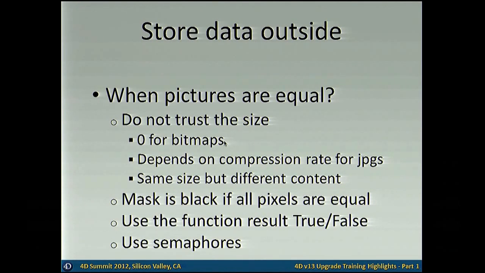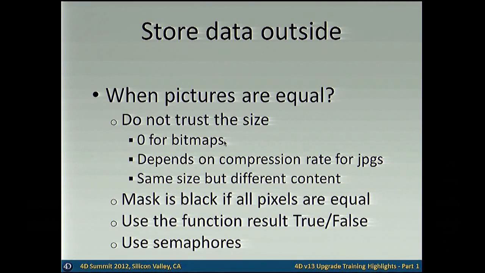If you use bitmap pictures, the new function equal pictures returns 0, so it doesn't help you. JPEGs will also not help you, because the same picture with different compression rates will have different sizes. So the size is not good here. And the third case, you have the same size but different content. Yes, it's possible. And you can calculate a mask, and if they're all black pixels, then the pictures will be equal, and if some pixels are not black but white, the pictures will not be equal. It's too complicated.